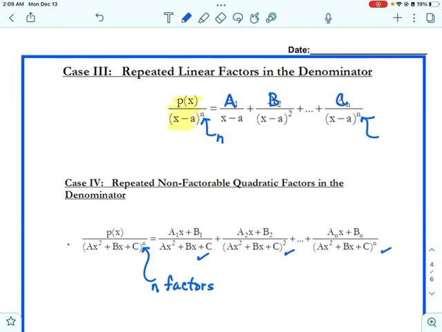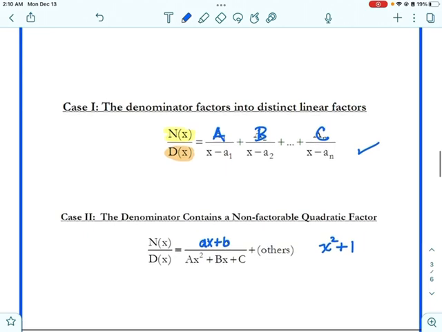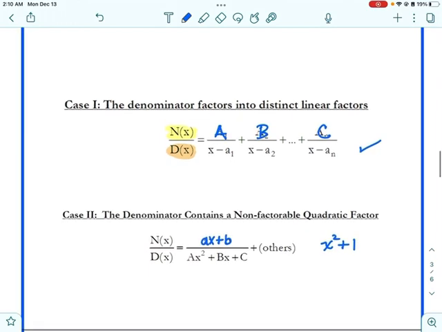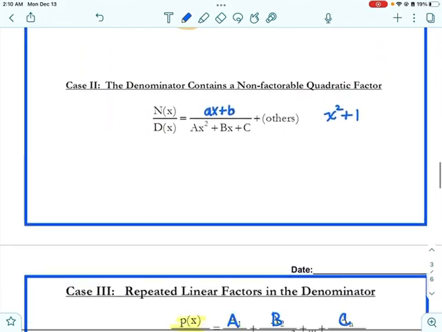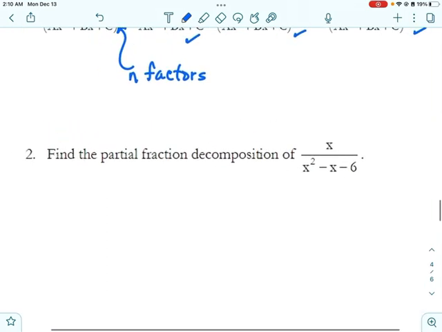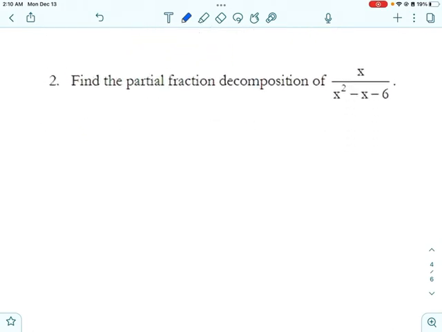Okay, so we're going to start off, let's go back here to case 1 where we have distinct linear factors. This is a type that is tested on the AP exam. So here we go. All we're going to do here is work with a partial fraction. This is one of the methods. There are a couple, but I'll go over the first one, the one that seems kind of easiest for students.